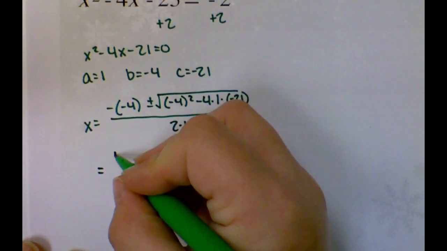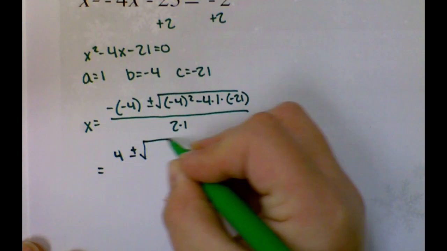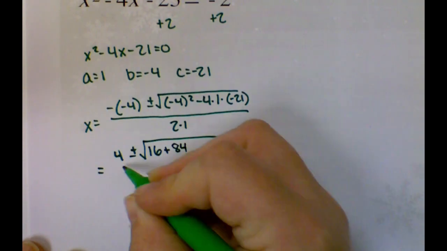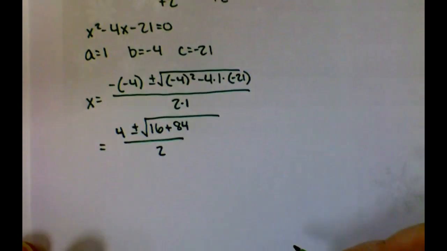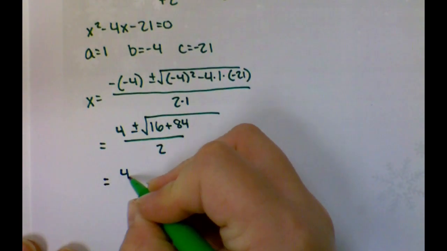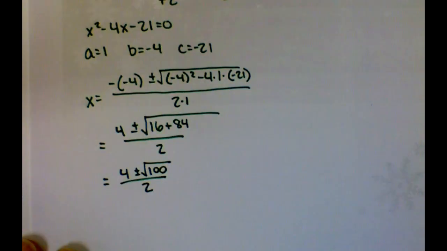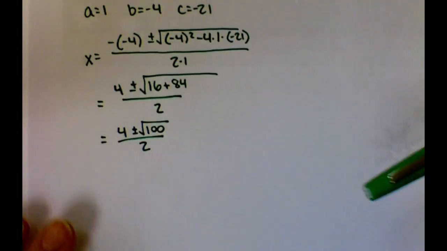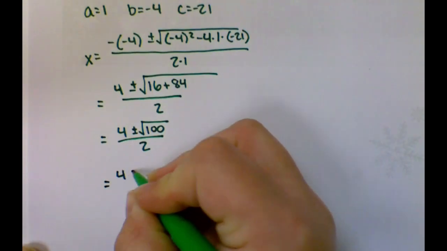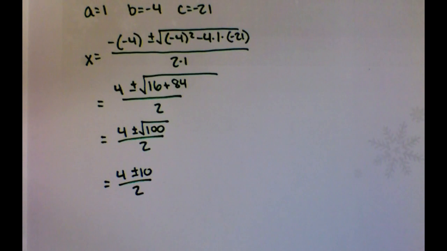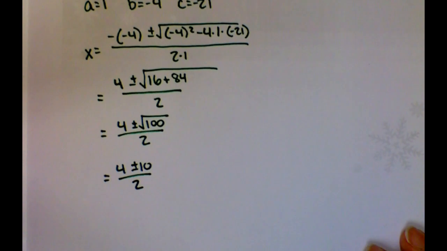Double negative on the 4 makes it a positive 4 plus or minus the square root of 16 plus 84, all over 2. Add that 16 and that 84, we get plus or minus the square root of 100. Well, this problem's special because we know the square root of 100. The square root of 100 is just 10. So I no longer have a square root in my problem. I have to actually figure out each answer.